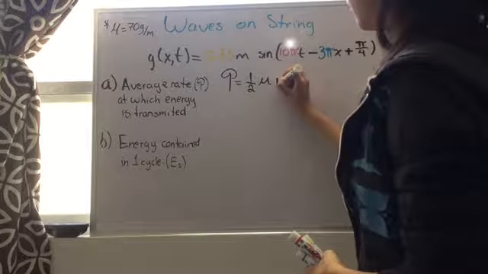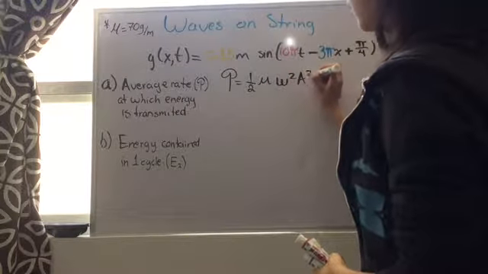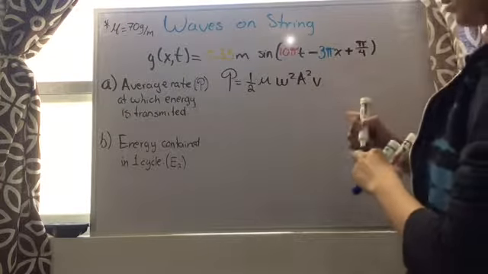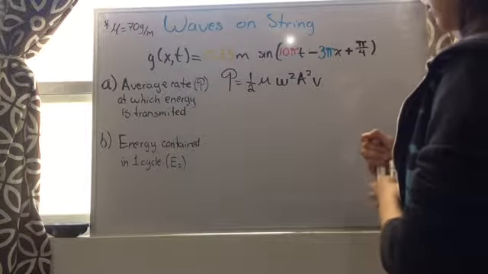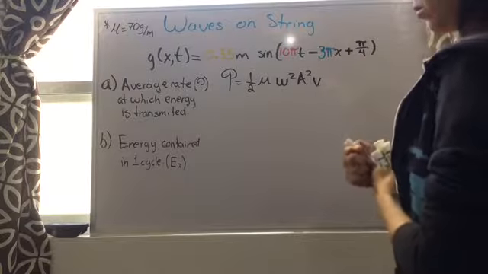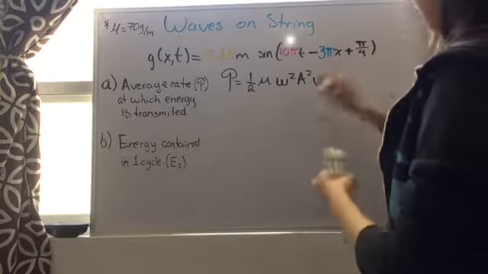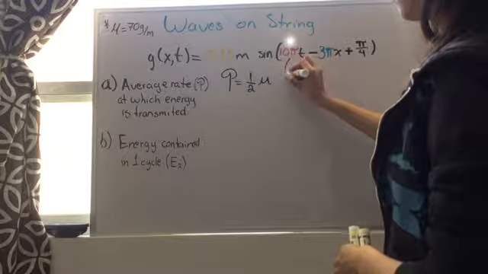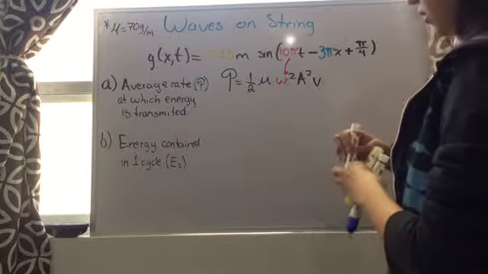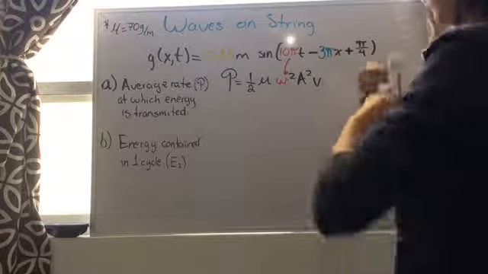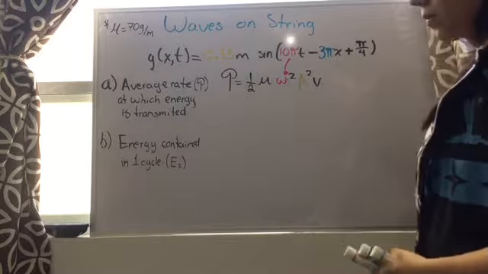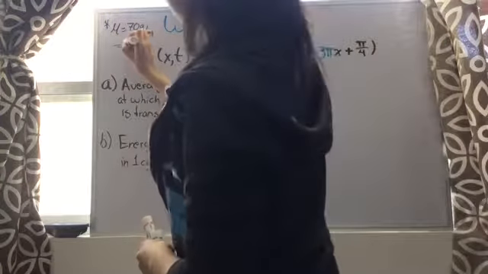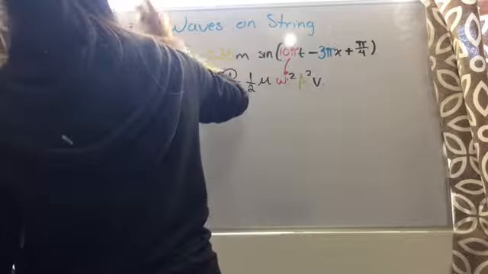linear mass times the angular velocity times the amplitude squared and times the velocity. The angular velocity also goes squared. We have some of these values in our equation of the function, and there are the angular velocity, we already have it, and the amplitude. First of all, we have to convert the units of the linear mass into kilograms per meter.